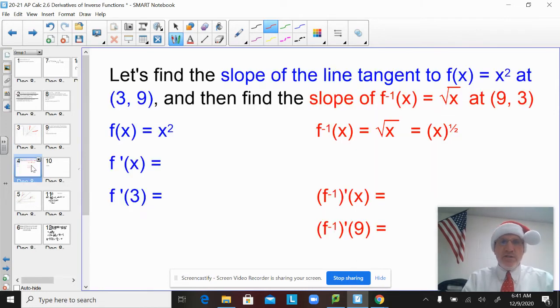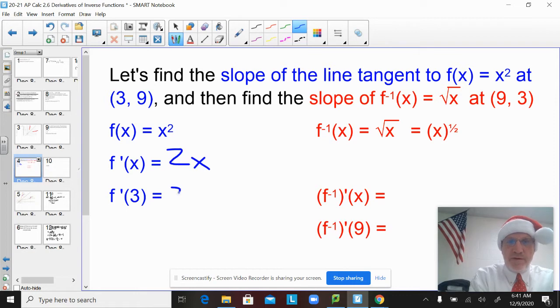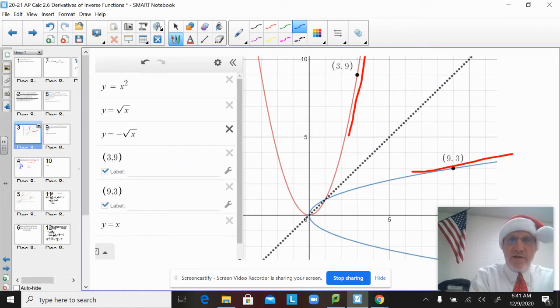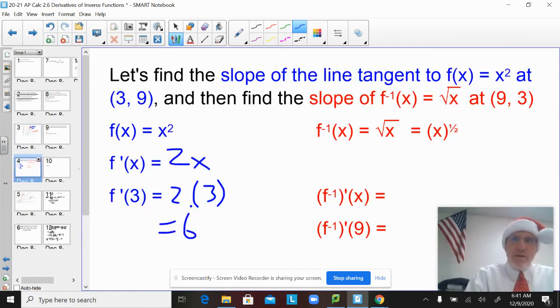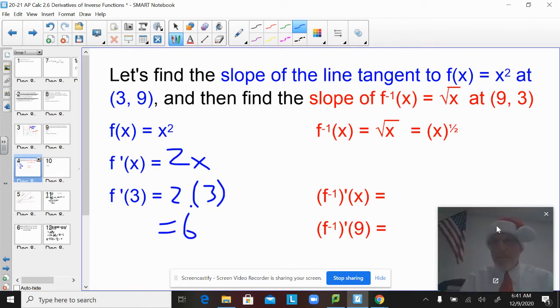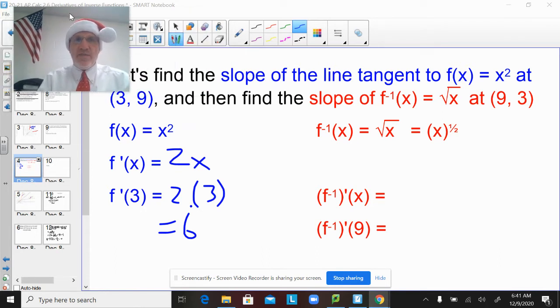All right. This one in blue is an easy derivative. If f of x is x squared, the derivative is 2x. And f prime of 3 would be 2 times 3, which is 6. So it turns out that the slope of this line equals 6. That's the slope of that tangent line. All right, that wasn't difficult. Now for the inverse function, which is the square root of x, let's find the slope of the curve at 9, 3.